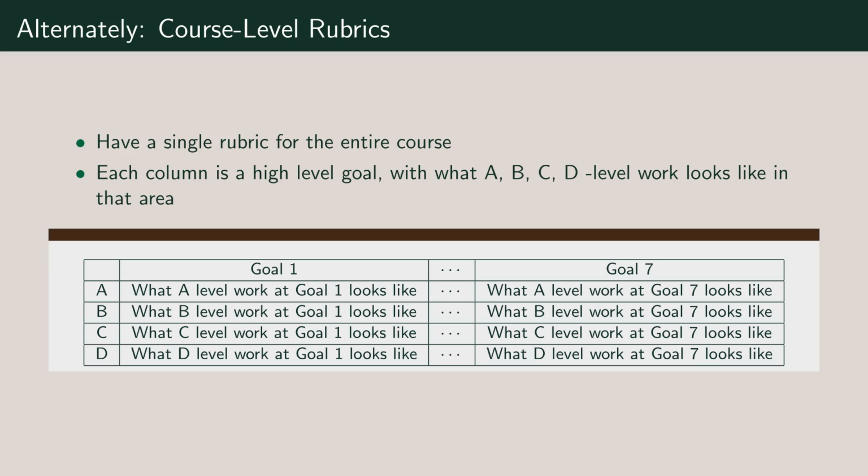Grading for equity also suggests possibly having course-level rubrics, identifying a small number of broader course goals and being really clear about what demonstrating that goal to an A, B, C, or D level looks like. Students' final grades are then the average of the maximum grade level demonstrated across all the columns of the rubric. This seems to be the preferred method of grading upper-level math courses.